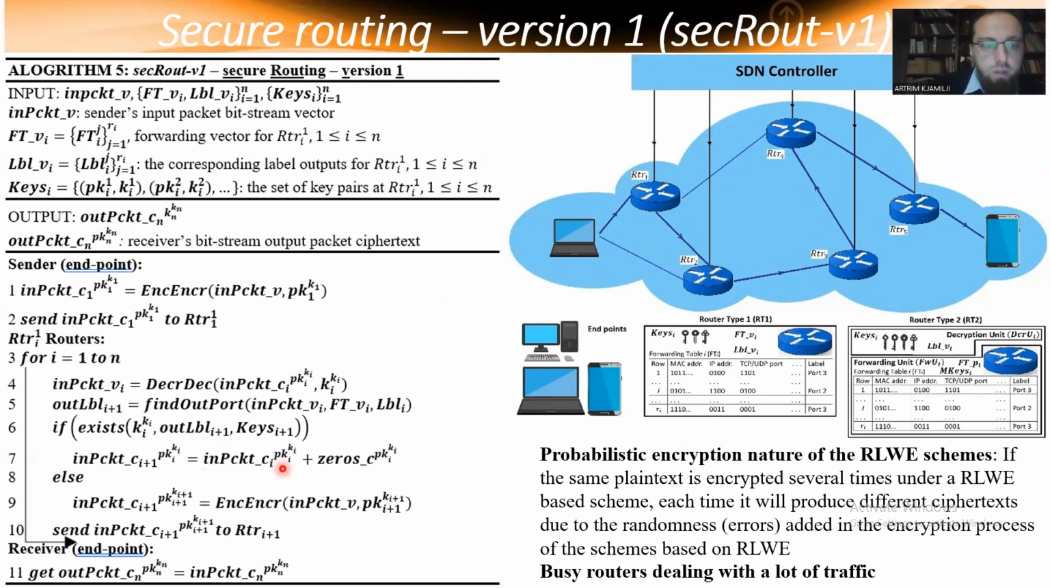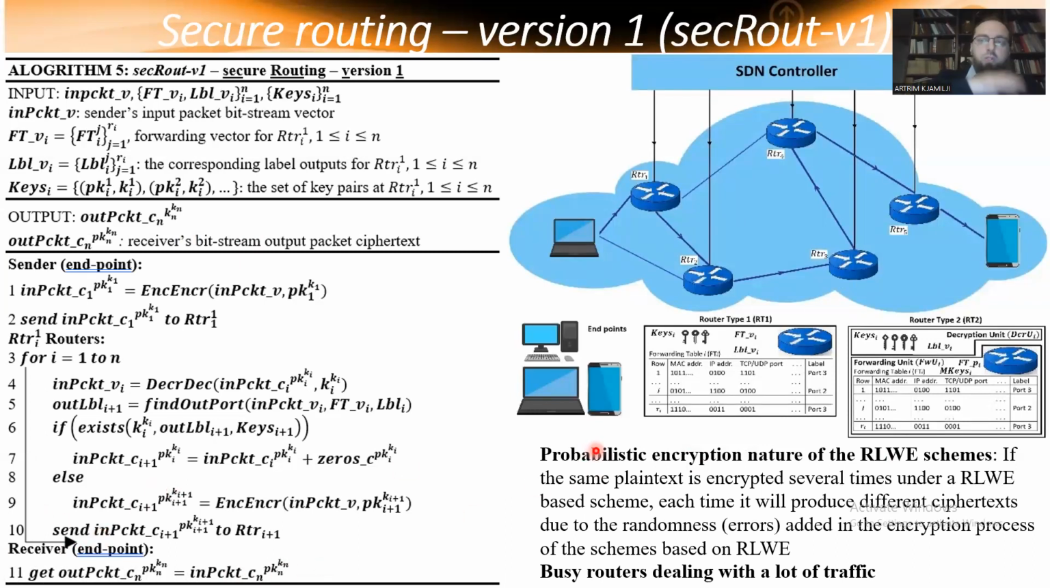If it's the case, then this input packet is just going to be refreshed by adding zeros, right? Due to the probabilistic nature of the homomorphic encryption schemes. If I add zeros, I'm going to get another ciphertext. Otherwise, if that's not the case, then I'm just going to re-encrypt the packet with one of the keys that the next hop has, and send it to the next hop. And this is repeated for n times, or however many times for each hop, up until it reaches the destination.